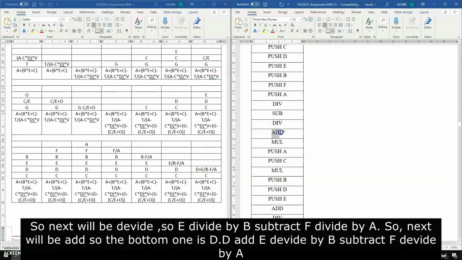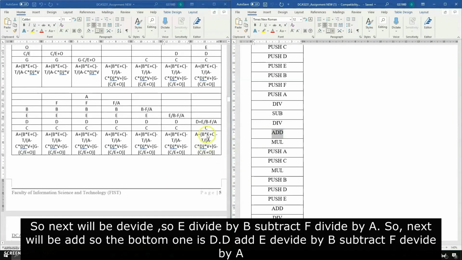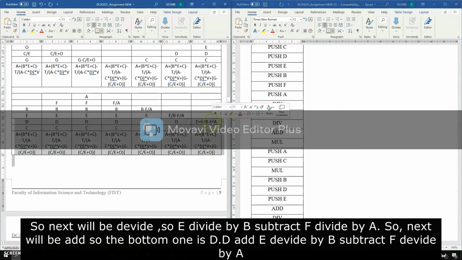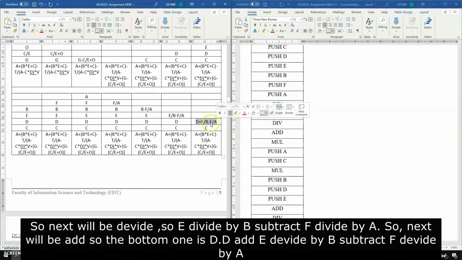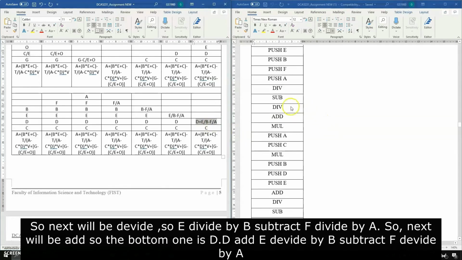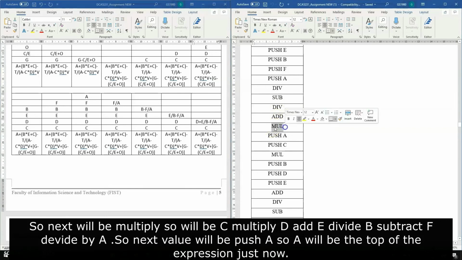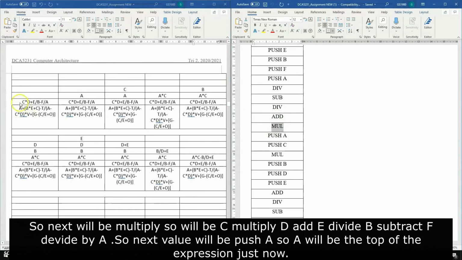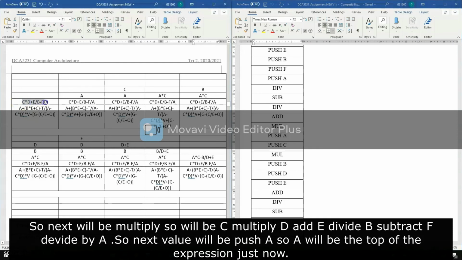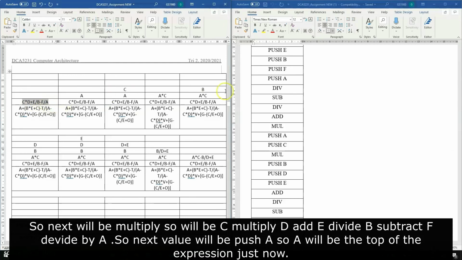So next will be add. So the bottom one is D. D divide by E. D add E divide by B subtract F divide by A. So next will be multiply. So will be C multiply D add E divide B subtract F divide by A.